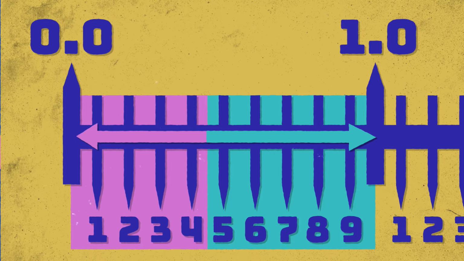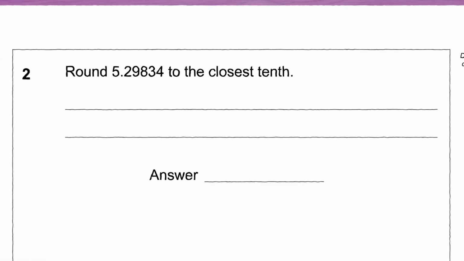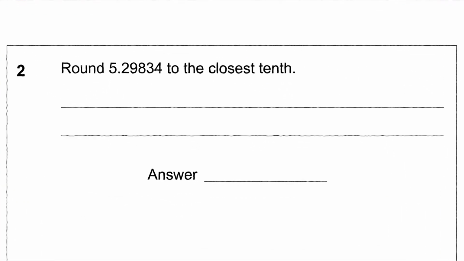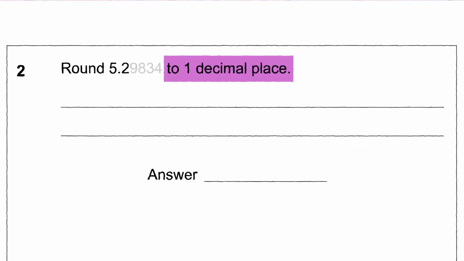Let's try a different number. Round 5.29834 to the closest tenth. Okay, how many decimal places will our rounded number have? It says to the closest tenth, so that means one decimal place, the tenths. It may also say round to one decimal place. So let's start by looking at the first decimal place. It's a 2. So our final number will end in either 2 or 3.